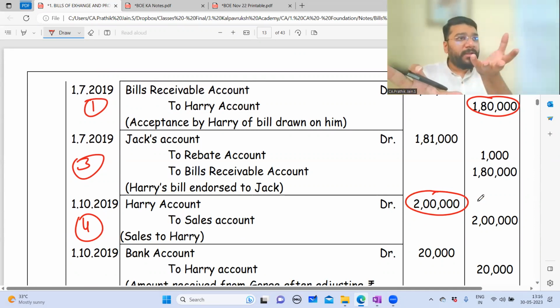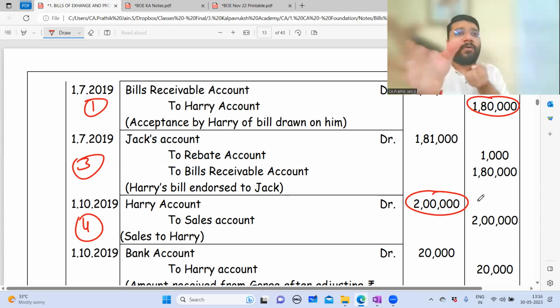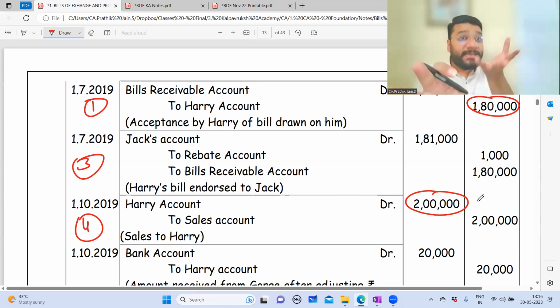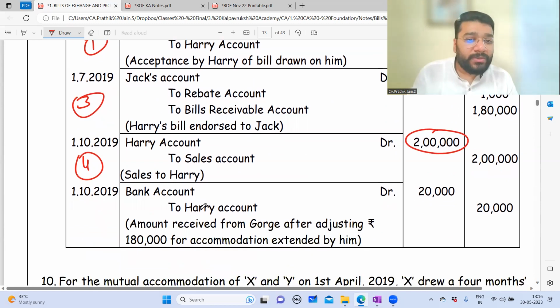So what are we saying? Receiving 2 lakh and paying 180 will knock off. So what is the difference? 20,000. Receive 2 lakh, pay 180. Receive more, pay less. So what is the difference? 20,000, receive more. Receive more from whom? Harry. So receive bank account 20,000 and close Harry's account. Game over.